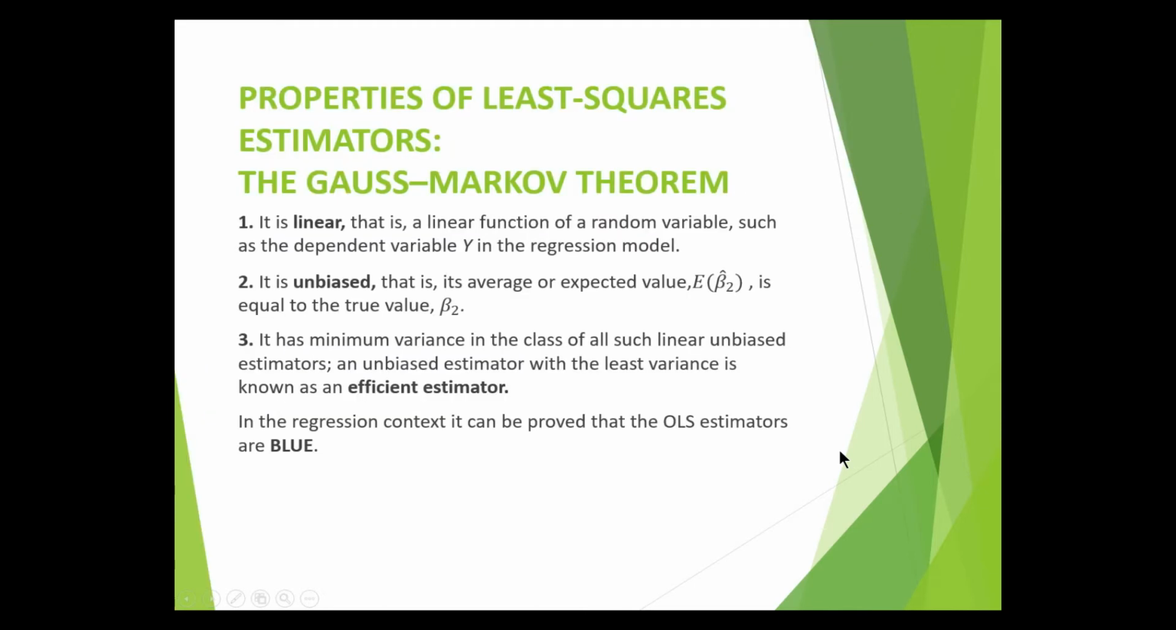Properties of least square estimates. The Gauss-Markov theorem states that the estimates estimated from least square, they are linear, they are unbiased, they are best, and hence they are efficient estimators.